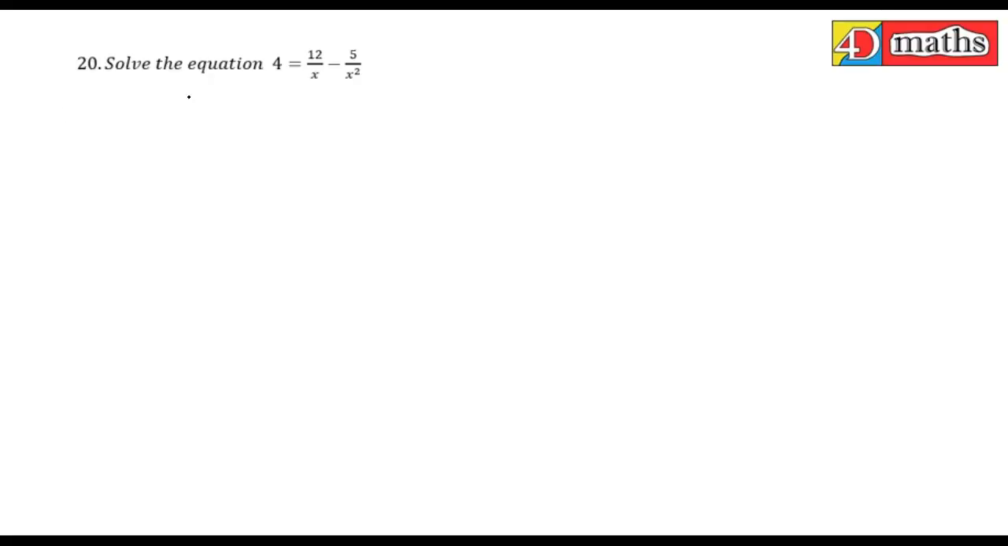Okay, we're asked to solve this equation: 4 equals 12 over x minus 5 over x squared. Okay, so I'm going to write it out again. Put the 4 over 1. So when we're adding or subtracting fractions, we need a common denominator.